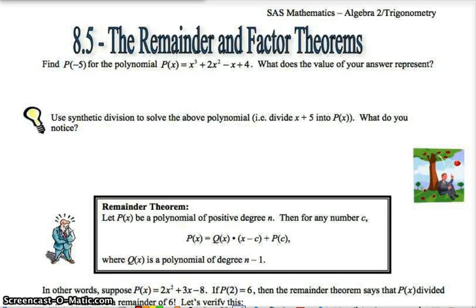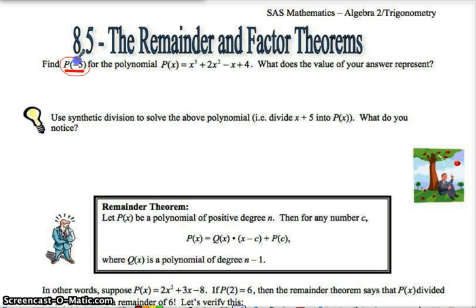Okay, 8.5, the remainder and factor theorems. So let's see what these are and how they apply to what we're doing. So it says find p of negative 5 for the polynomial p of x equals x cubed plus 2x squared minus x plus 4. What does the value of your answer represent?